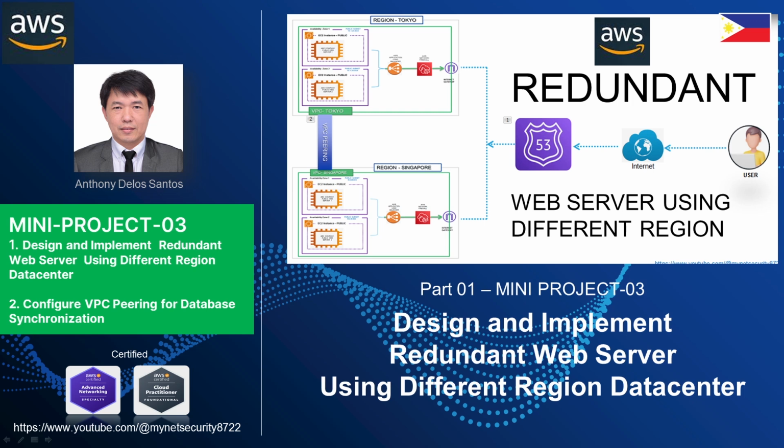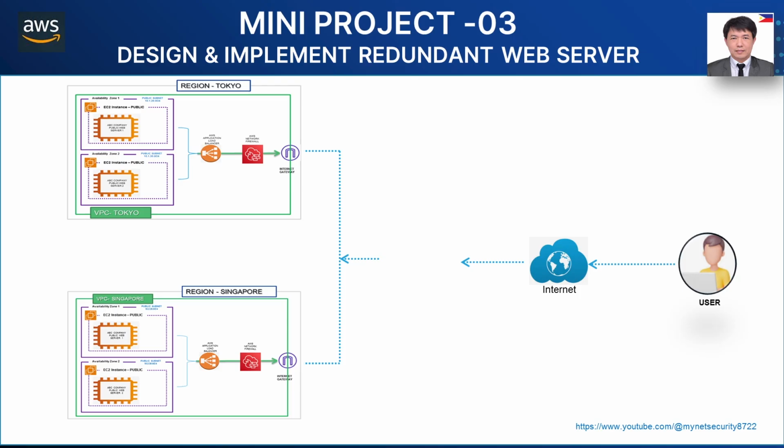In this project, I will design and implement a redundant web server across different AWS regions or data centers. This project involves the deployment of two identical VPCs across distinct data centers of AWS regions. Traffic management will be handled by Route 53 utilizing DNS health checks to ensure the failover to a secondary server upon detection of failure. Additionally, VPC peering will be established to facilitate real-time database synchronization between the VPCs.